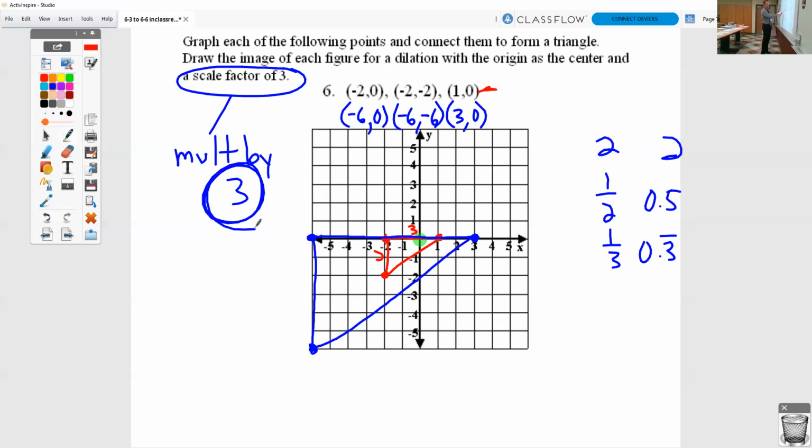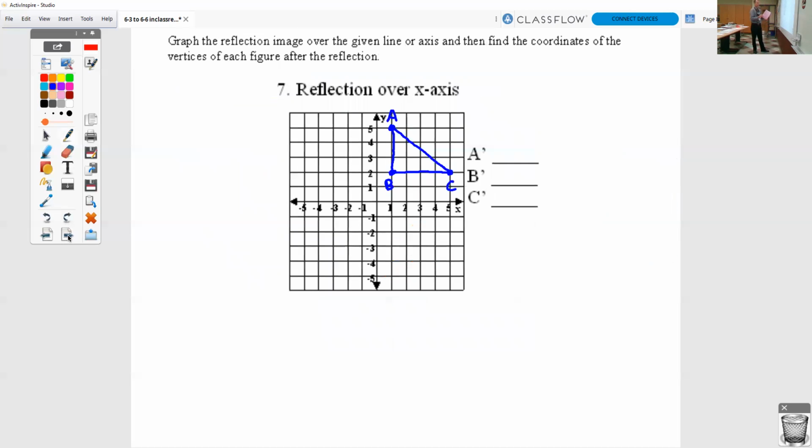Notice that now the height on the side is 6. Before it was 3. 2 times 3 is 6. Notice that it was 3 wide and now it's 9 wide. All right, everything got multiplied by 3. Again, you don't have to label on this one because they weren't labeled.